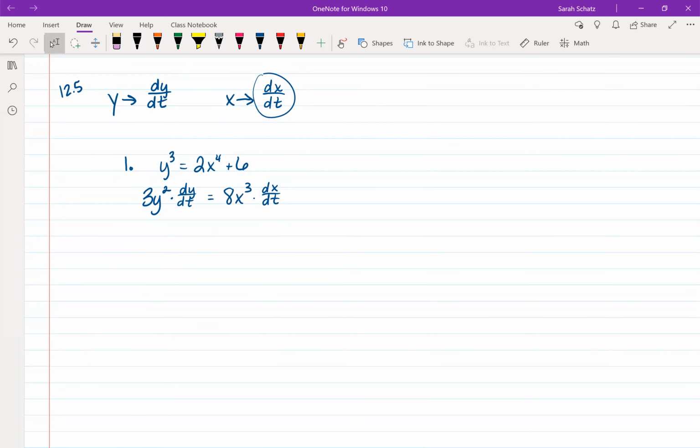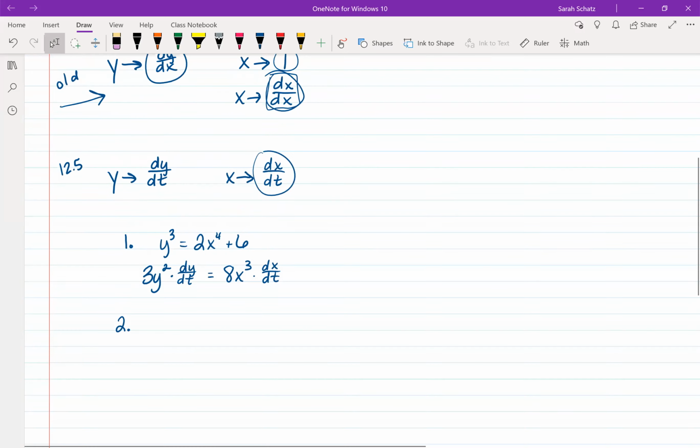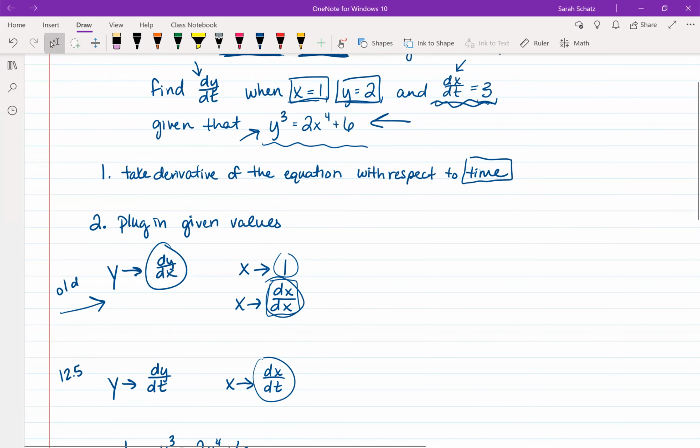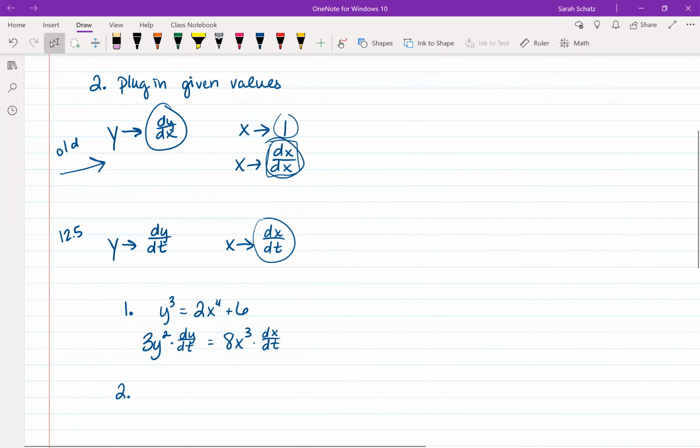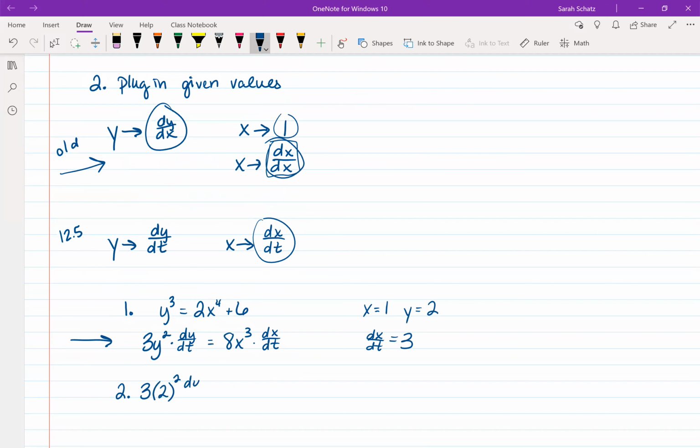But now we're here. So once we've taken the derivative of everything, now we plug in the given values. So our given values were x is 1, y is 2, and dx dt is 3. Let's get that written down. So you notice in this equation, there is a place to put all 3 of those values. So if y is 2, this 3y squared becomes 3 times 2 squared, dy dt. X is 1, so we get 8 times 1 cubed. And then dx dt, I have a value for that too. So put in that as a 3.